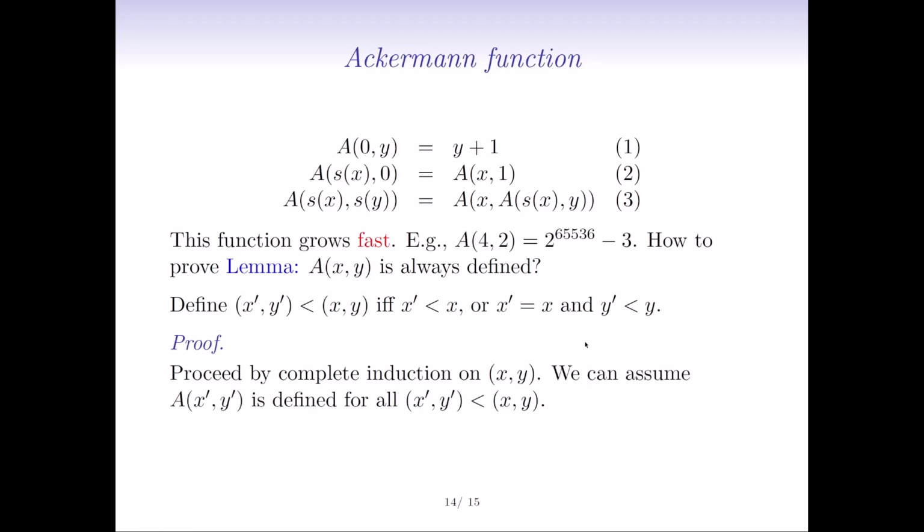So the assumption is that a of x prime and y prime is defined for all pairs of numbers x prime and y prime that are smaller than x and y. So that's the induction hypothesis. And we have to show, assuming that, then a of x and y is defined. And for this, we're just going to consider cases on x and y. And the cases correspond exactly to the three cases that we have in the definition of a.